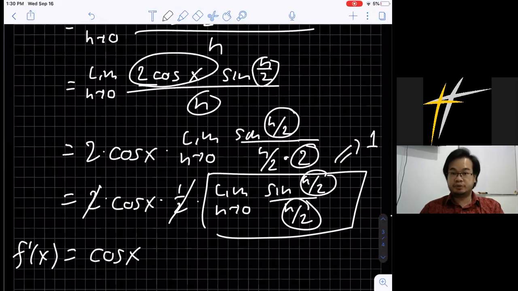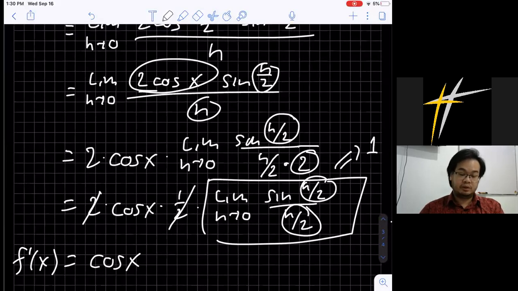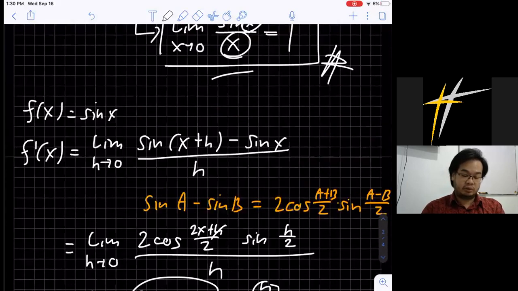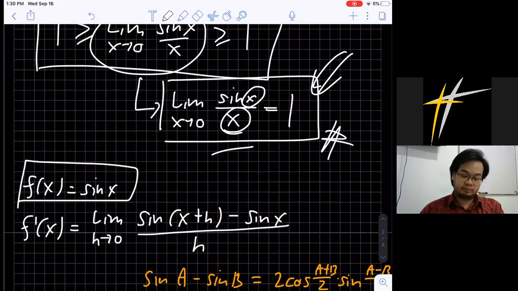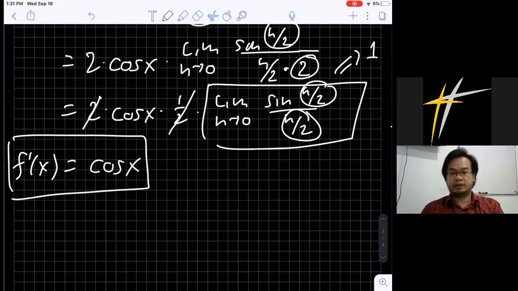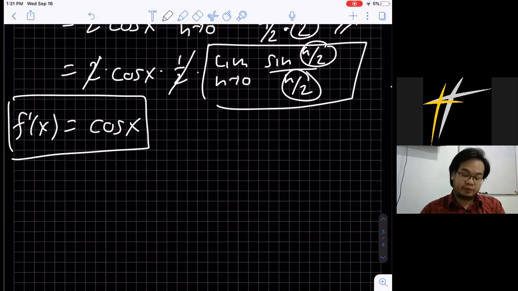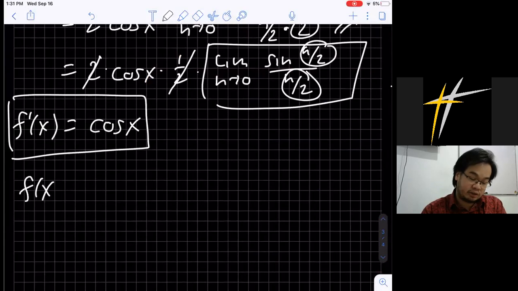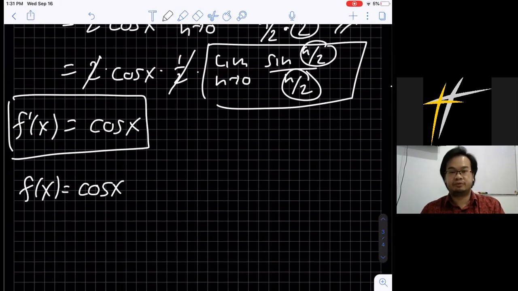So it's proven that if f(x) is equal to sine x, then f prime of x is equal to cosine x. So that's the first one. And after this, we have to prove that if f(x) is equal to cosine x, then f prime of x is equal to negative sine x, which is easier.